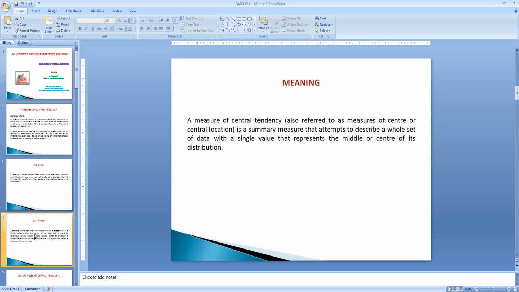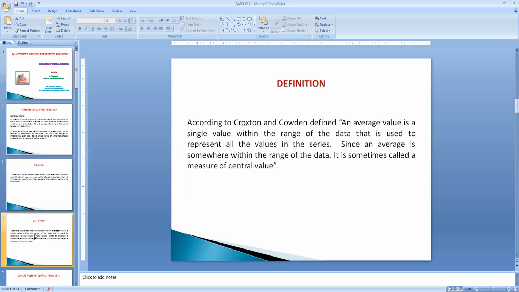Let us see some of the definitions of central tendency. According to Croxton, the average or the central tendency is nothing but an average value, a single value within the range of the data. It is used to represent all the values in the series.